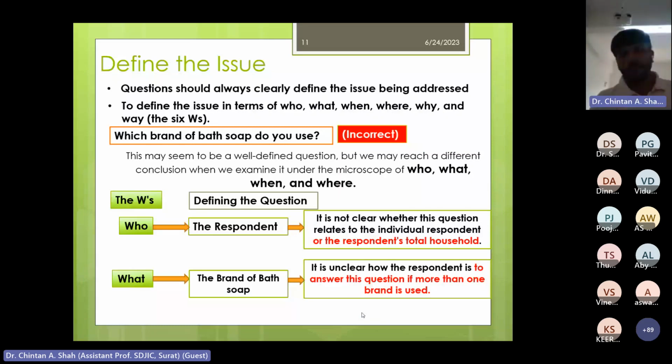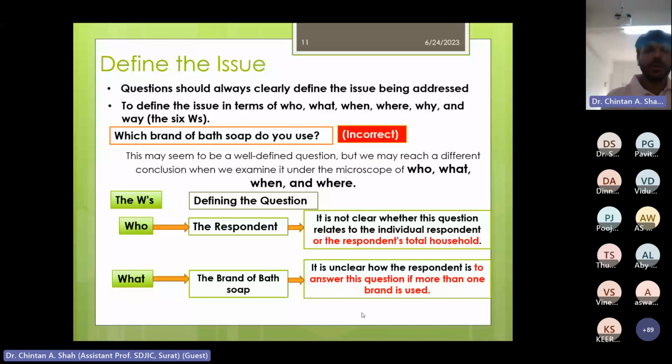With the help of WH questions. Who? The respondents. It is unclear. In this particular question, the thing is not clear. It is totally incorrect. It is not clear whether the question relates to the individual respondent or the respondents of the total household. Here in this question, who is your target audience? Whom are you targeting? Not clear.